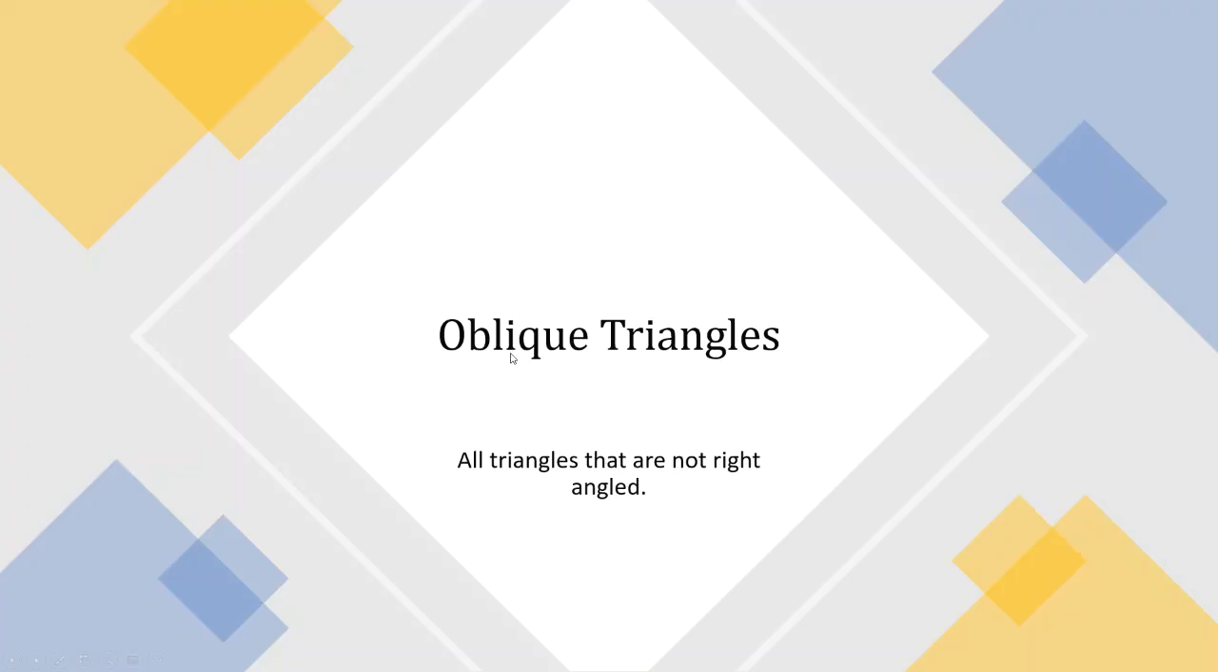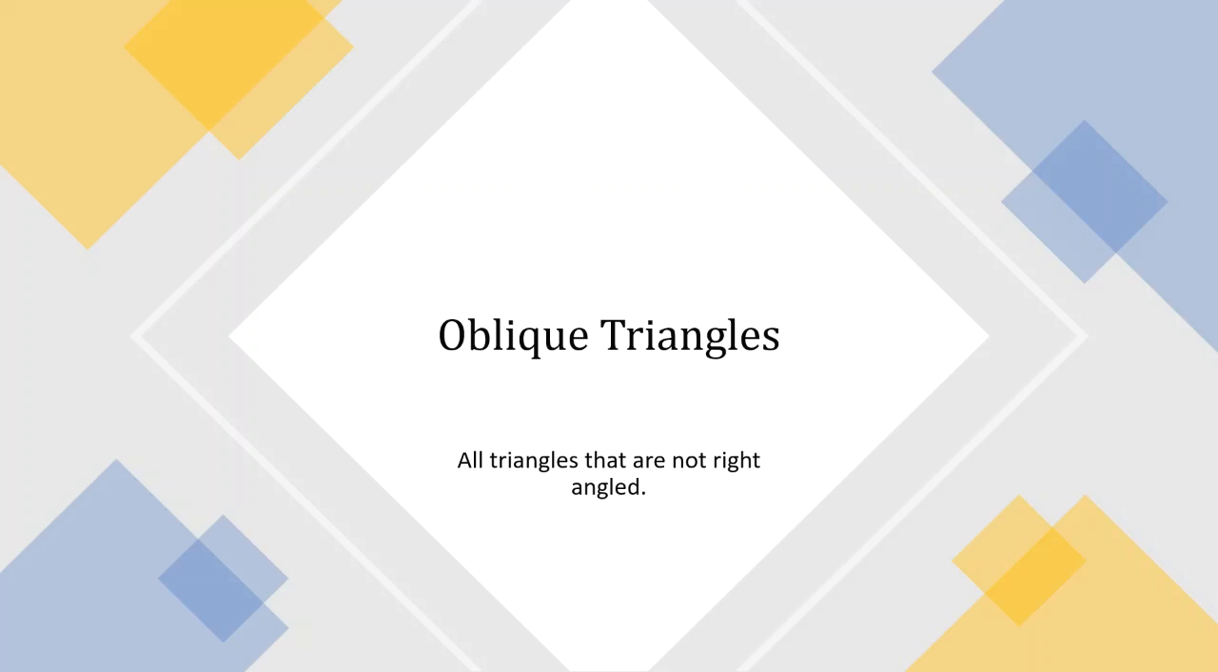Hello everyone. So in this video, we will be discussing oblique triangles. Last time we have discussed right triangles. Now we'll be discussing oblique triangles. So what are oblique triangles? Basically, oblique triangles are all triangles that are not right angled.